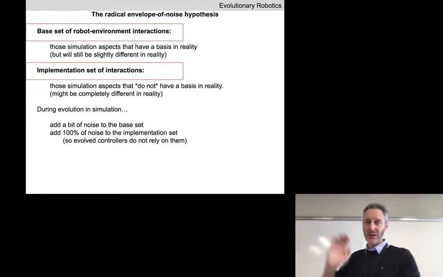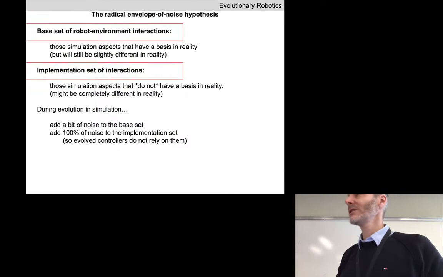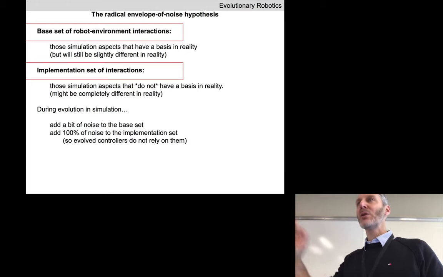Okay, back to this early attempt to cross the gap. The investigators in this case attacked the problem of which aspects of the simulation to noisify by identifying two different classes of phenomena in the simulator. The first class was what they called the base set. These were certain things that, although they might not be a perfect representation of reality, have a correspondence in reality. So the robot here is traveling over flat ground.